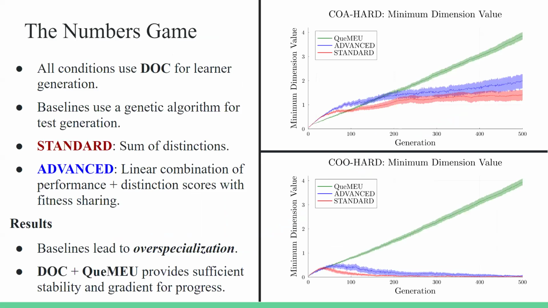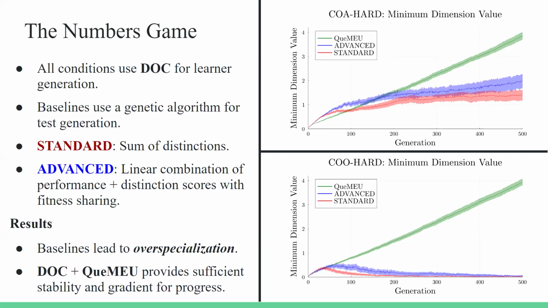So here are some experimental results on a difficult version of the numbers game with a negative mutation bias in 5 dimensions. We use a couple of baselines here. The first is taken from the original DOC paper, where the fitness function for the tests is just the sum of distinctions. The second baseline is a more advanced method, which uses fitness sharing and performs a linear combination of performance and distinction. So the idea is to get hard tests that are still informative.